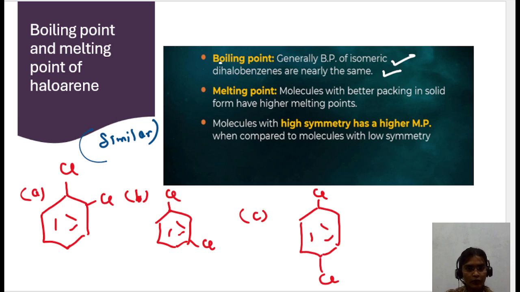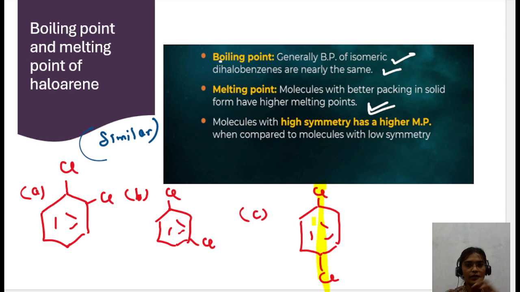But second point, observe this: if you go with the melting point, the molecule with better packing in the solid has a maximum melting point. Now the same question: what do you think about the melting point? Boiling point is the same, but melting point wise, which one is more symmetrical? Para. Yes, very good. So the correct answer for this question is going to be the para one. Why? Because observe this perfect symmetrical structure: same thing on this side, same thing on this side. That's why this is the more symmetrical structure, and hence it is the correct answer here. That's it.